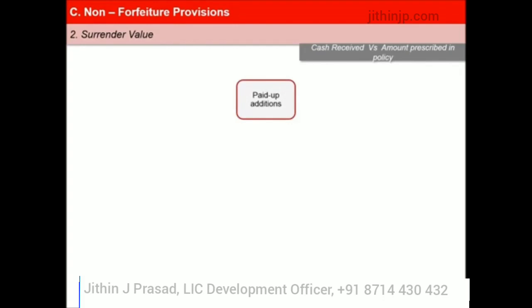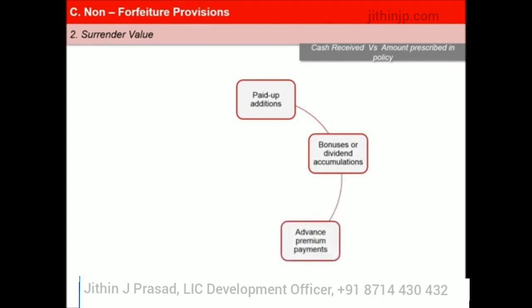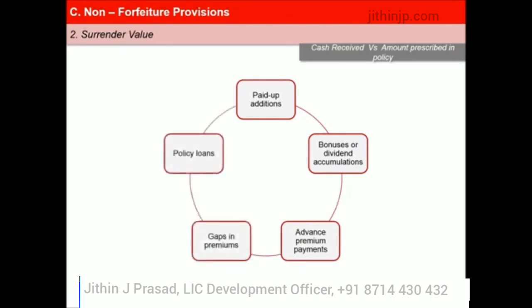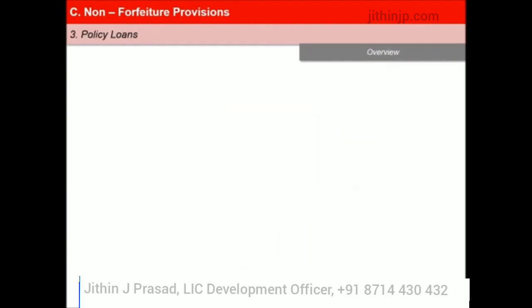First, paid-up additions. Second, bonuses or dividend accumulations. Third, advance premium payments. Fourth, gaps in premiums. And fifth, policy loans. Next, let's learn about policy loans.